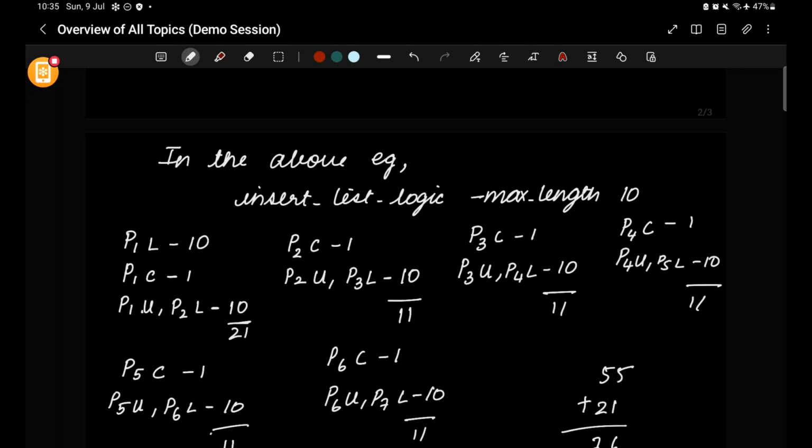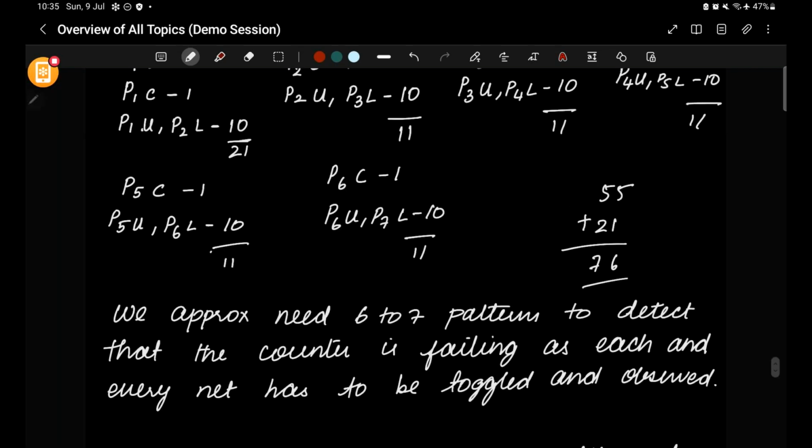So in totality, we will require around 6 to 7 patterns to detect that the counter is failing, because each and every net has to be toggled and the value has to be observed. So within 1 or 2 patterns, we will not be able to find out. At least in the range of 6 to 7 patterns might be required. So from the above calculation, we will require approximately the range of 100 clock pulses to tell that the counter is failing.